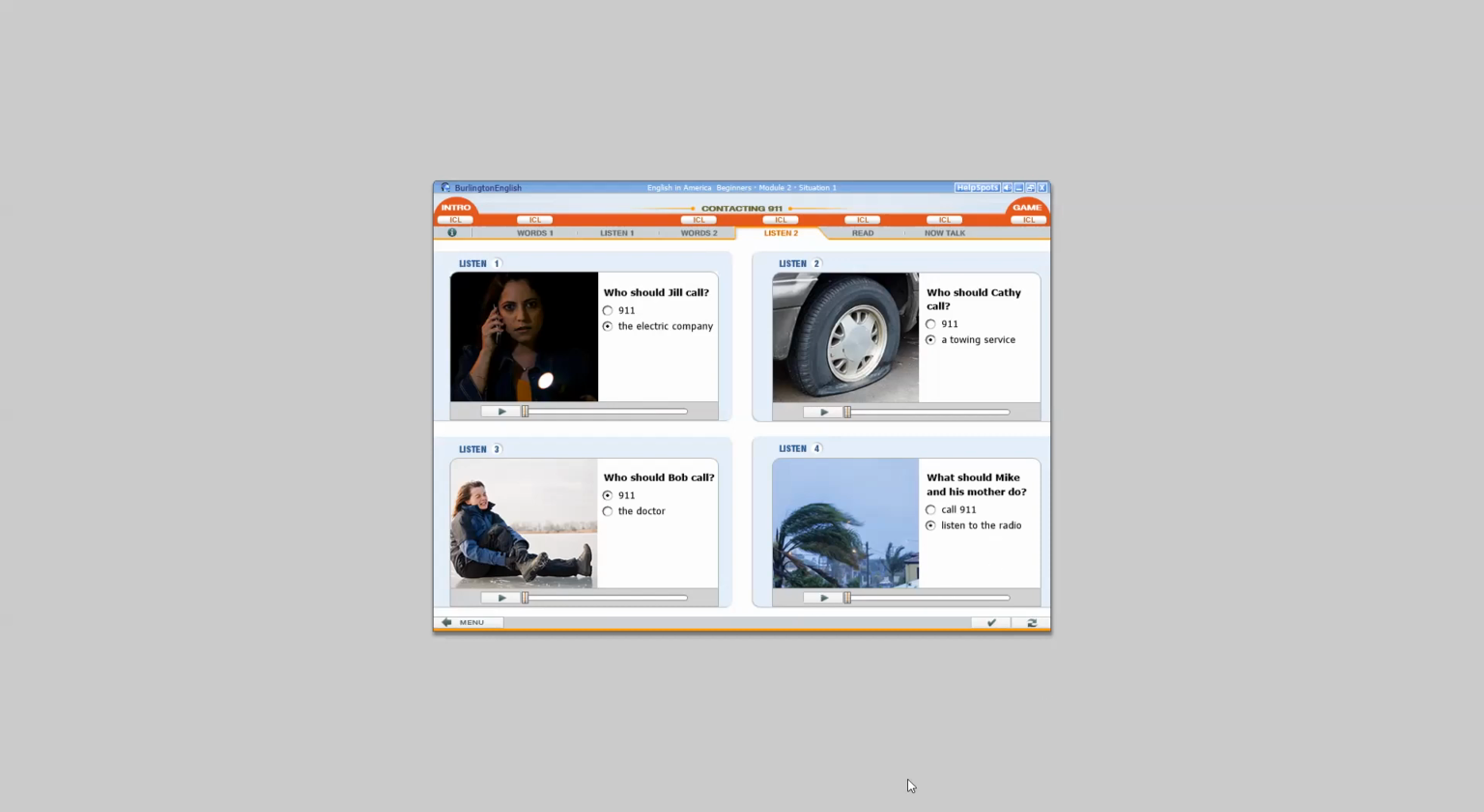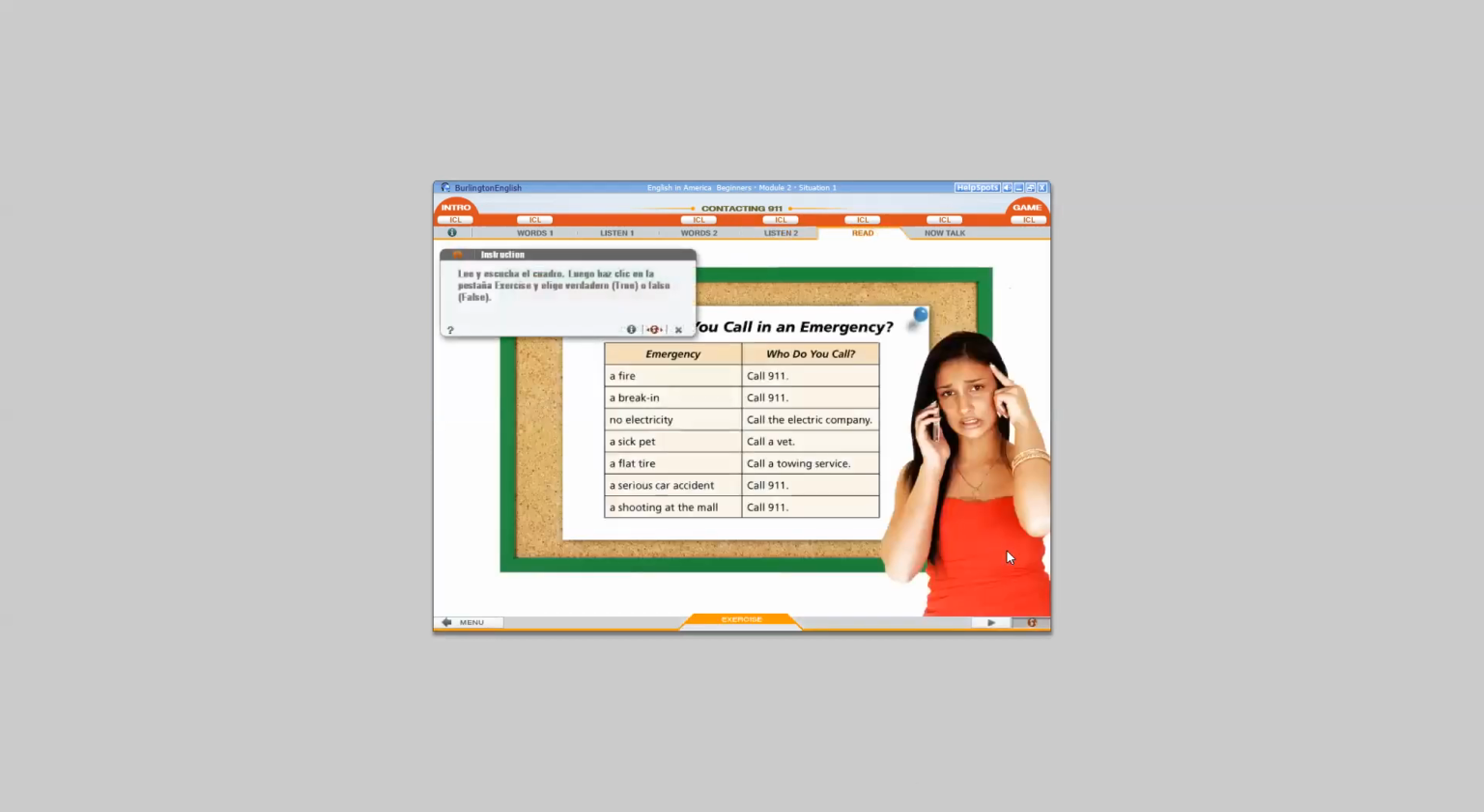Listen to the radio. Okay, correct. Ding, ding, ding. Let's look at read. Okay, let's read the instructions in English first. It says, read and listen to the chart. Then click the exercise tab and answer true or false.